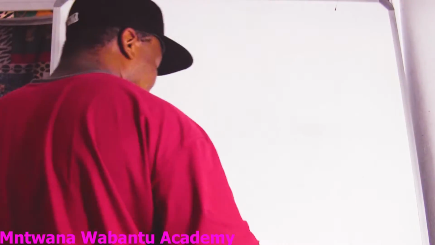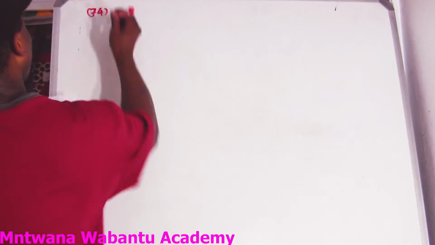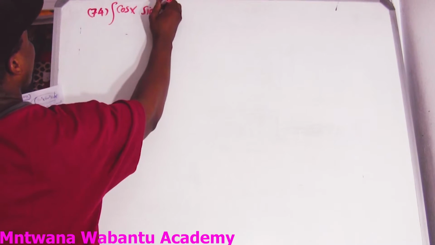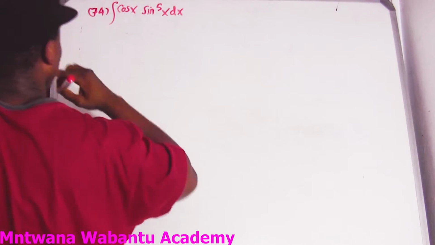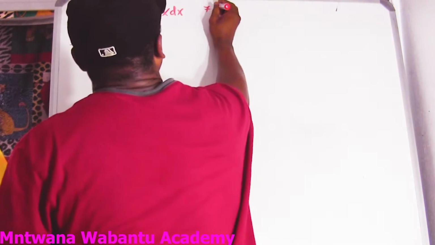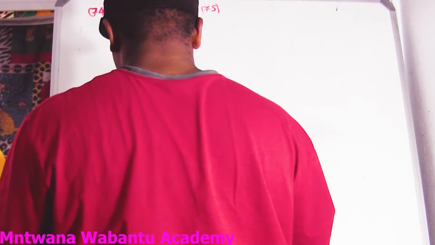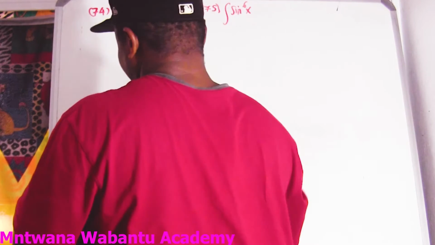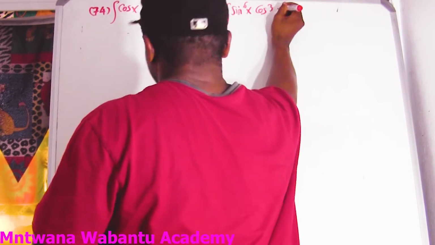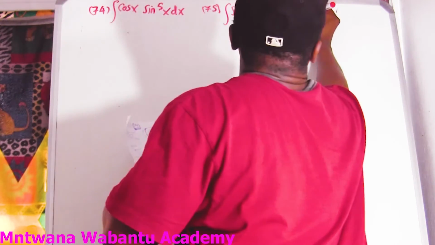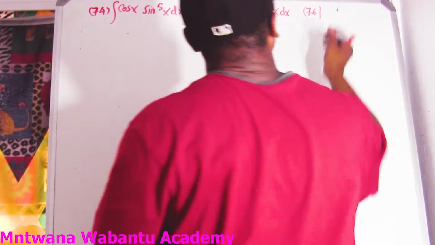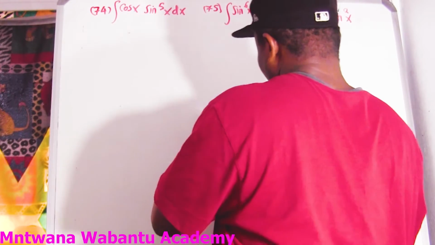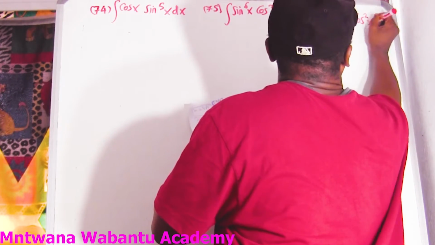Okay, let me write the questions again here. Question number 74, integral of cos x sine 5x dx. 75, integral sine 6x cos 3x dx. 76, we got integral sine 2x cos 2x cos squared x dx.